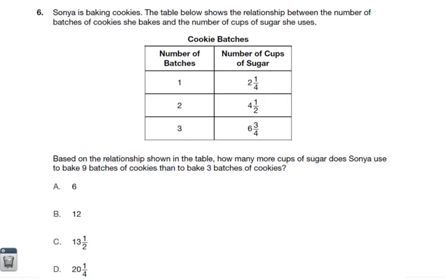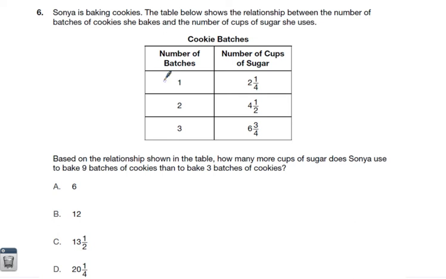Number 6, read the problem first. Pause it if you have to, as always. All right, again, they give you a table, and they're talking about a rate, I think. I don't know if they actually say the word rate, but Sonia's baking cookies, and they give you a table.